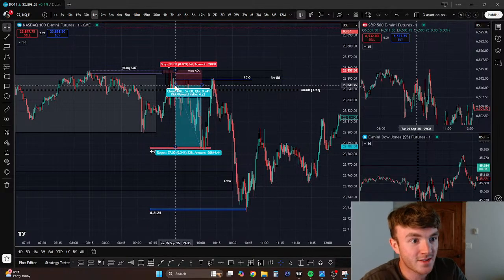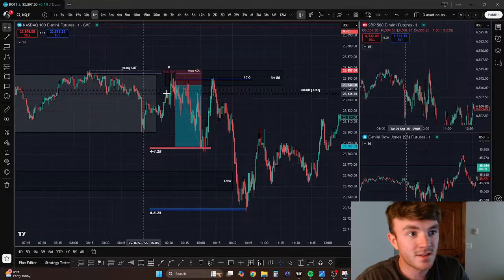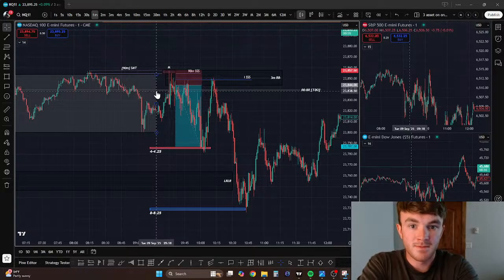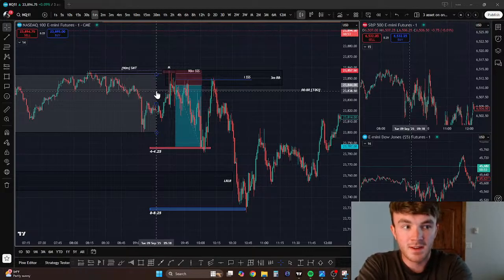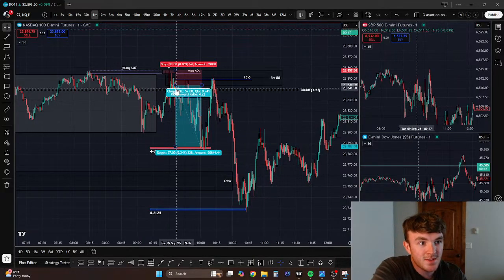So this is the regular Phoenix model at 936, right? Where you just entered on a retest of that 3-minute rejection block. So 936 Phoenix model, and then just a 3-minute rejection block retest. Very simple.